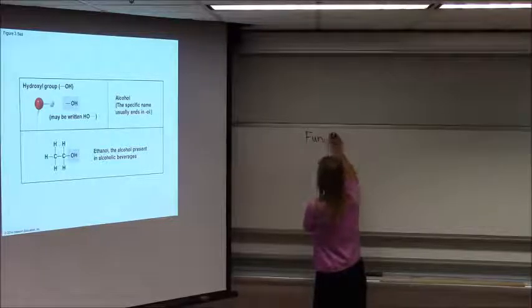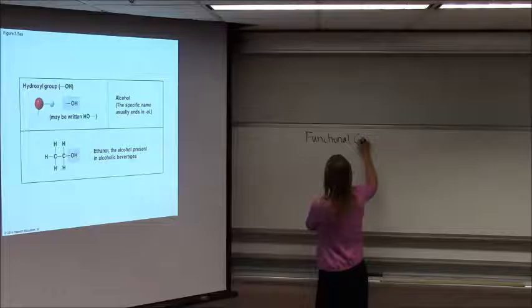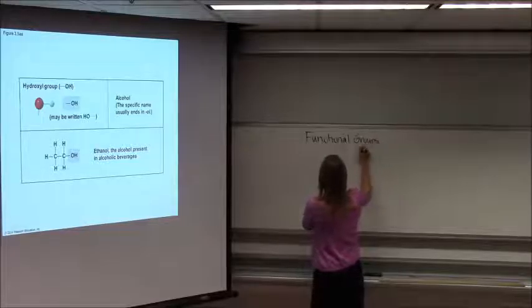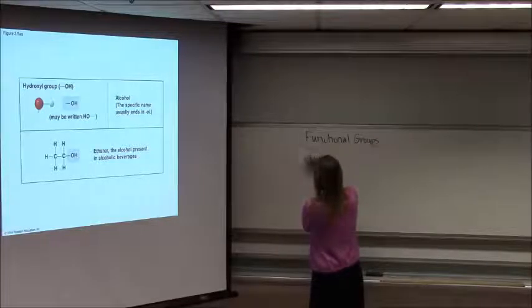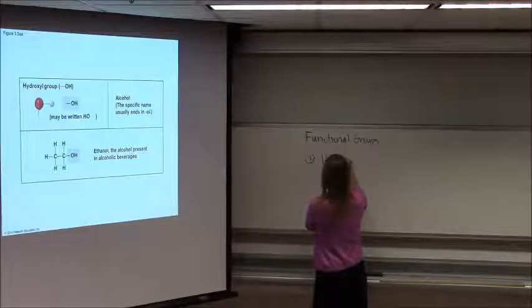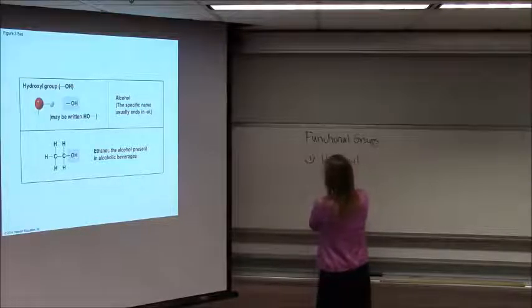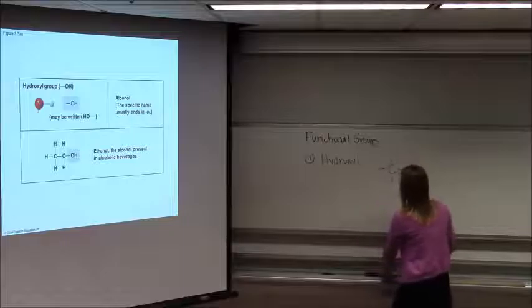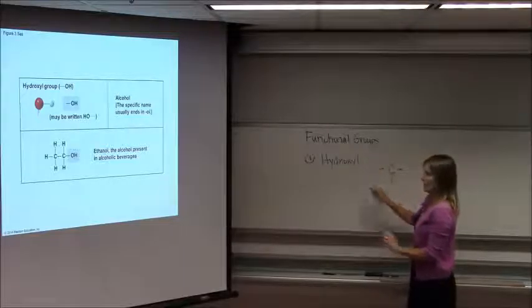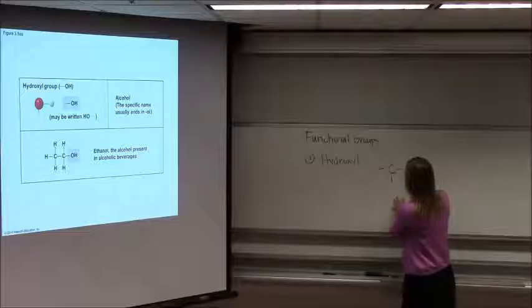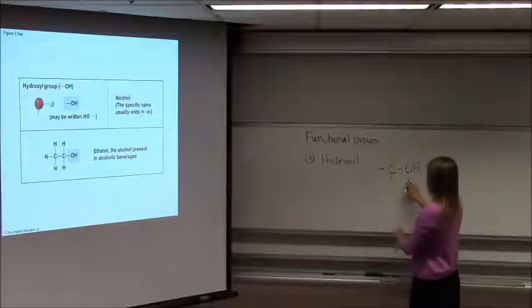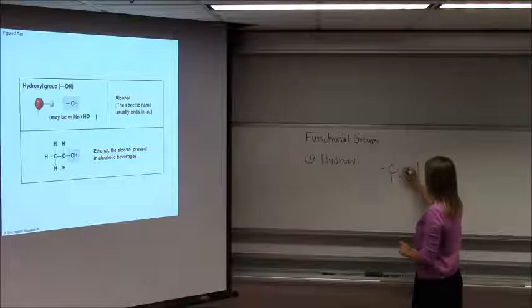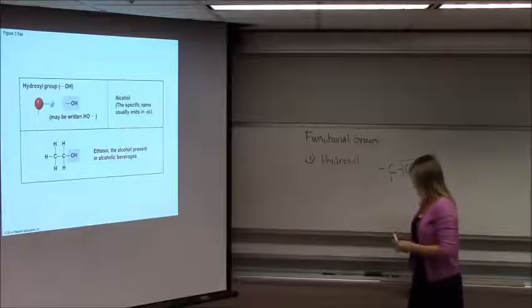Okay, so this is going to be our list of functional groups. Again, first round, you're just going to memorize what they look like. So the first one is hydroxyl. So I'm just going to draw a carbon. I'm not going to show anything else connected here. The hydroxyl group is the part in purple. That's the hydroxyl group.